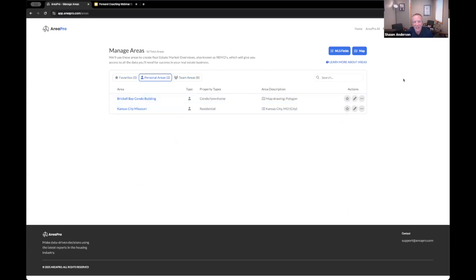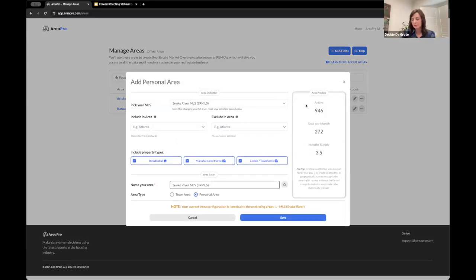So, will you do me a favor, Debbie? Will you grab Google on your phone or something, and get the county that Brickell Bay is in and also the zip code for me, if you don't mind? Okay. So, this is what it's like to build an area. I'm actually going to show you the build process. We're going about this a little backwards. You haven't even seen the report yet that Area Pro provides with the stats that we're talking about.